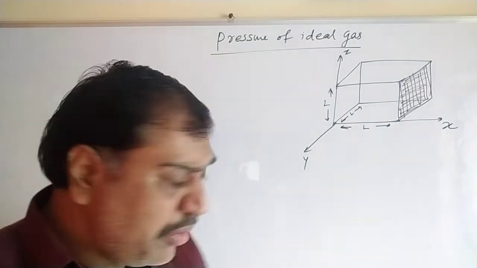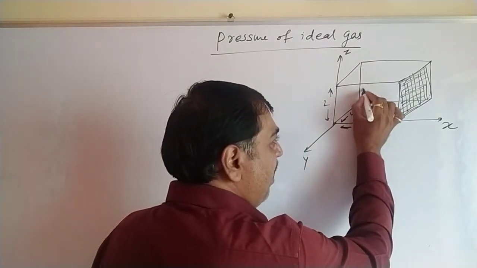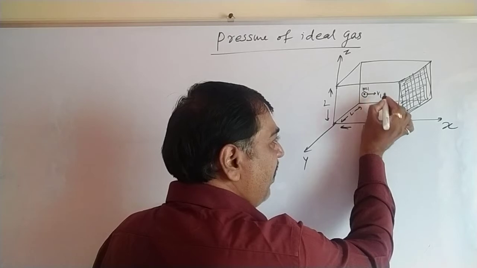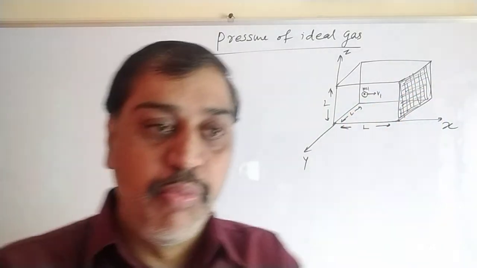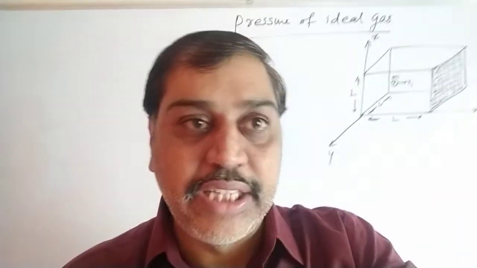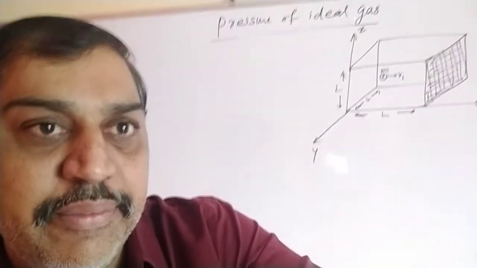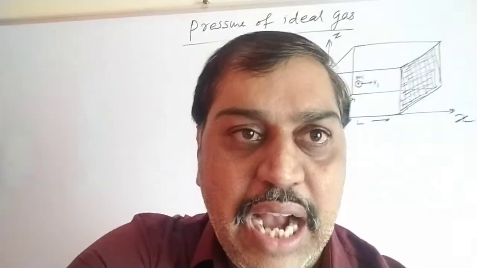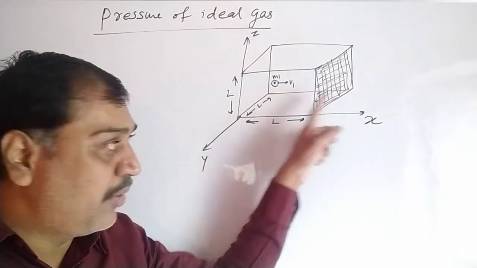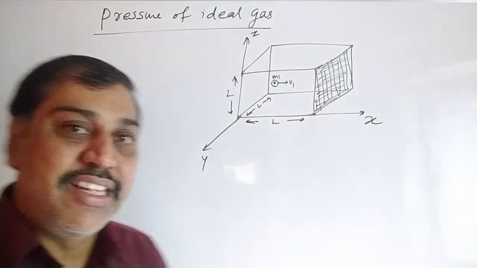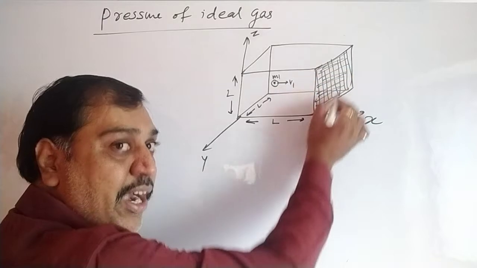Suppose initially a particle having some mass m1, this is a particle having a mass m1. It is moving with a velocity v1 toward the shaded face along the x-axis only. So here we have taken this as a particle of mass m1 moving with a velocity v1 to the shaded face. Now what will occur, as it is moving from this side to this side, after some time it will collide with this shaded face.